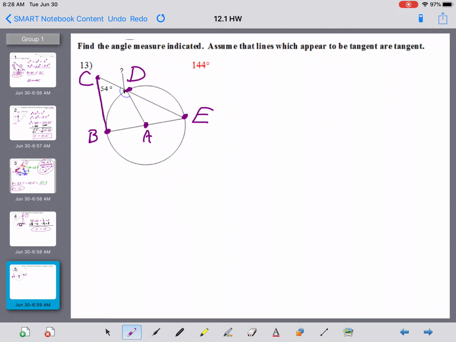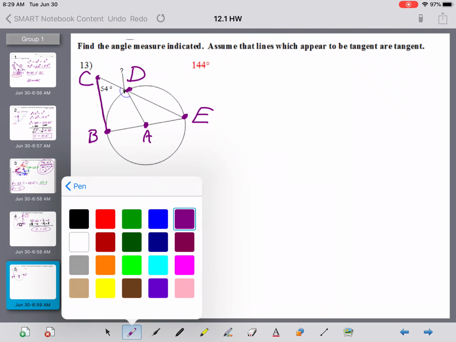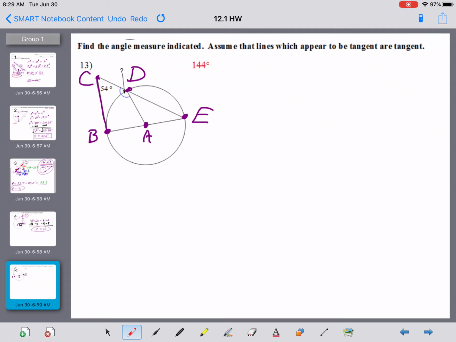Kind of the big idea here, guys, is that we've got multiple triangles within this figure. We've got the big triangle that goes from C to B to E and then back to C. So that's one triangle right there. There's another smaller triangle that goes from D to A to E. Now, two important ideas are at work here. Number one, if we know that line segment CB is tangent to the circle, which they tell us we can assume here, we know that we've got a right angle in angle CBE. That one has to be 90 degrees.